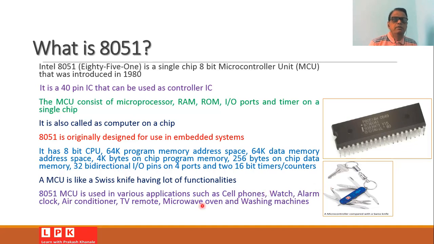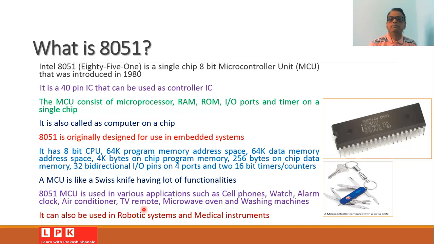8051 is a very useful microcontroller unit because it can be used in any modern digital application. For example, it can be used in cell phones, digital watches, digital alarm clocks, and several devices such as air conditioners, fridges, microwave ovens, TV remotes, or even washing machines. All such devices which require certain kinds of automation can get this automation by making use of the microcontroller unit 8051.